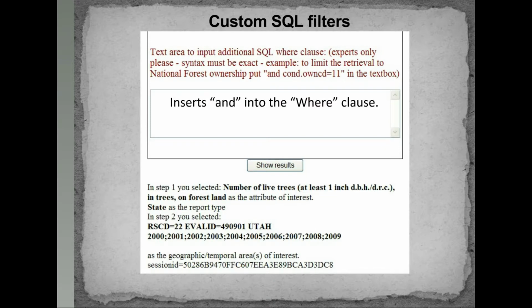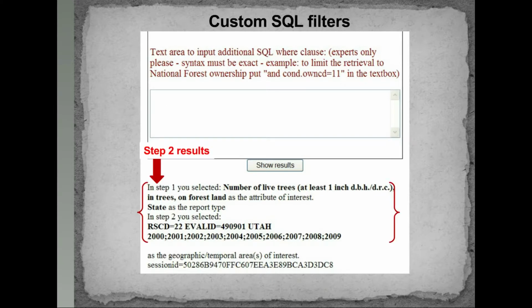It just adds a little AND into the WHERE clause, and if you look at the example, the other thing that's confusing is that we put quotes in there to offset that phrase from the rest of the sentence that it appears in, but they don't have to be put in the text box. So if you wanted to follow that example, that's exactly what you would type into that box, and that restricts it to National Forest Service lands.